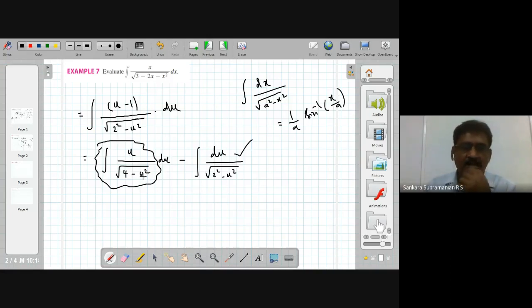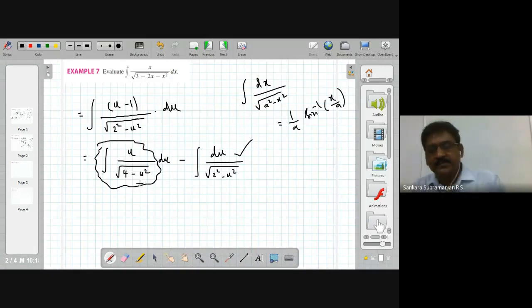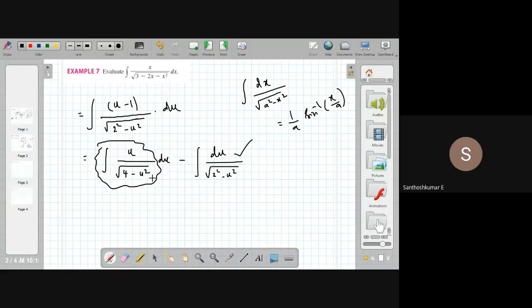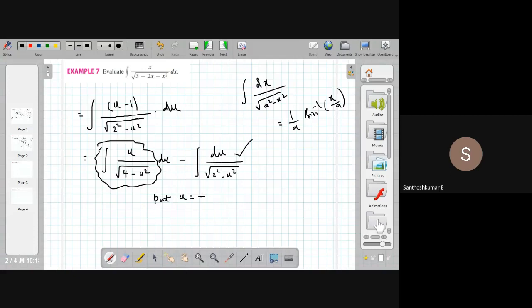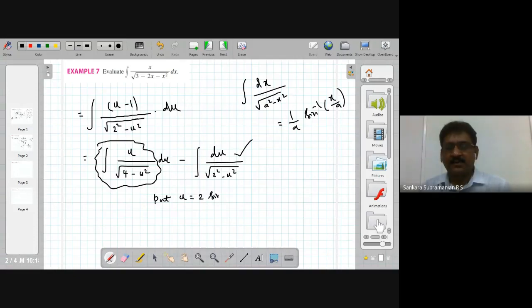Sin square theta, cos square theta, sec theta, cos theta எல்லாம் போட்டோமேப்பா. இப்போ இவ்வளோ நேரம் பண்ணோமே. இந்த இடத்துல என்ன ட்ரிக்னாமெட்ரிக்கல் சப்ஸ்டியூஷன் பண்ணா இந்த ரிலேஷன்ஷிப் ஹோல்ஸ் குட் ஆகும்? Put u equal to 2 sin theta. Yes sir, very good, put u equal to 2 sin theta.